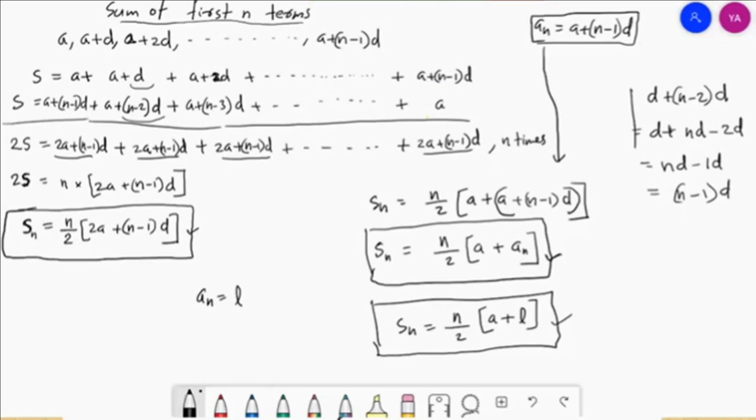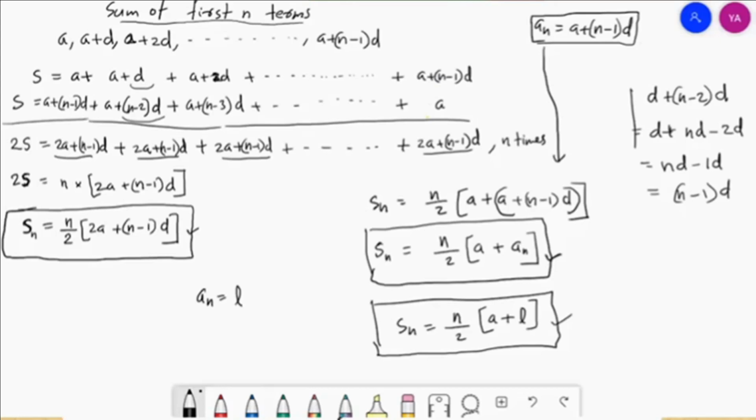To find the sum, we use a technique: we write the same sum in reverse order. The sum will be the same, since you can add in any order; order is not important when we add terms. So we write S is equal to, in reverse order, a plus n minus 1d, the last term, meaning the nth term, in the beginning. Then a plus n minus 2d, then a plus n minus 3d, etc. If you continue, the last term in reverse order will be a.